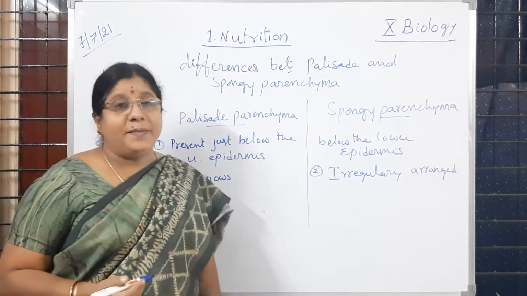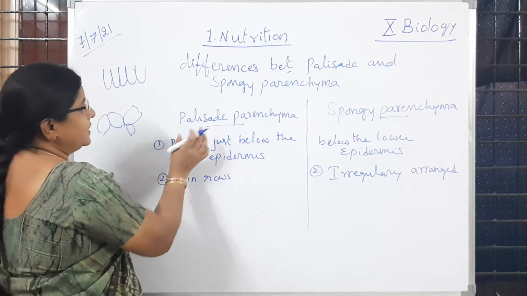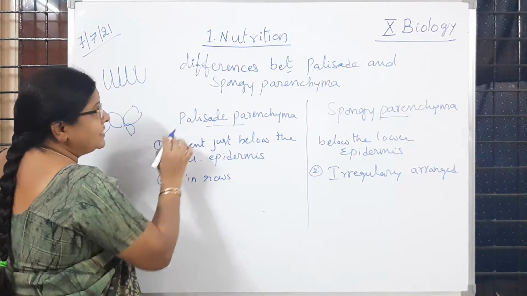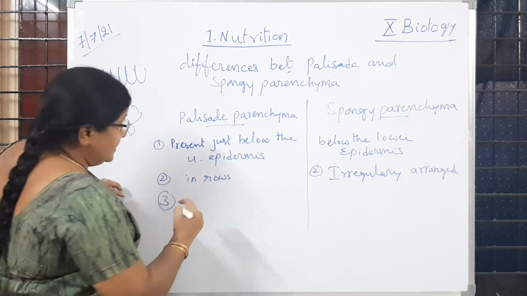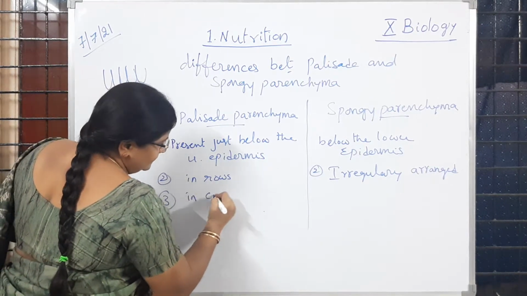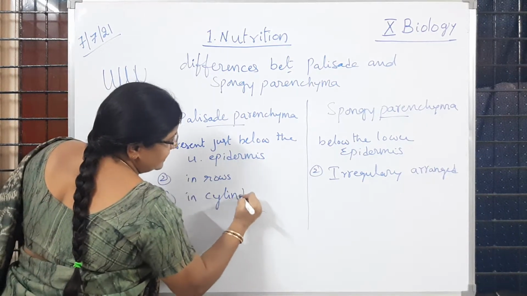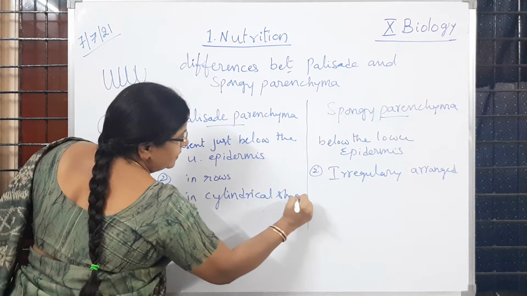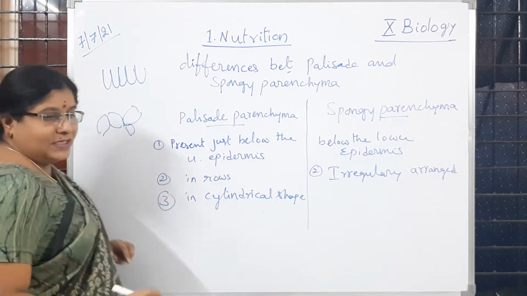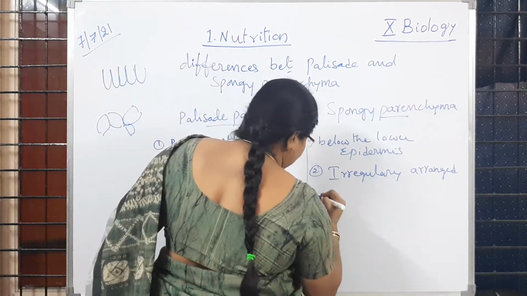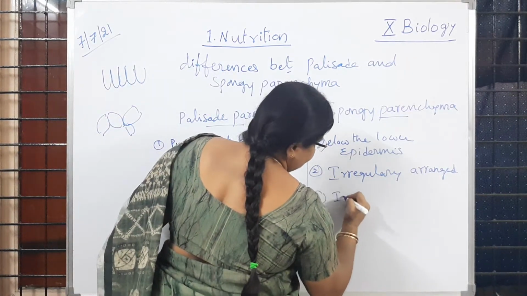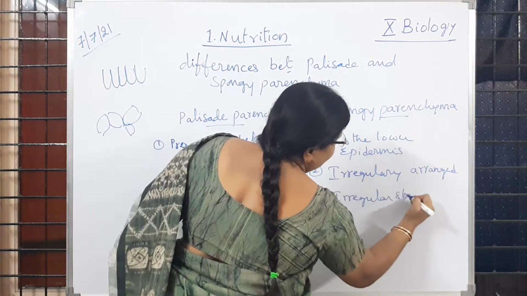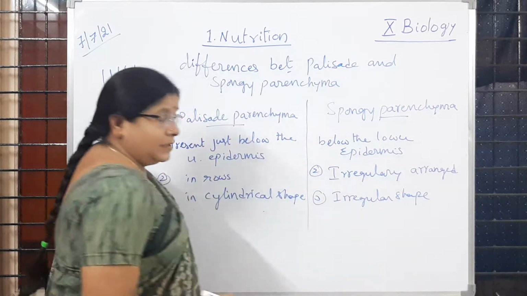Now coming to the shape. What is the shape of the palisade parenchyma and spongy parenchyma? Palisade parenchyma is cylindrical in shape. Whereas spongy parenchyma is irregular in shape. Is it clear to you?